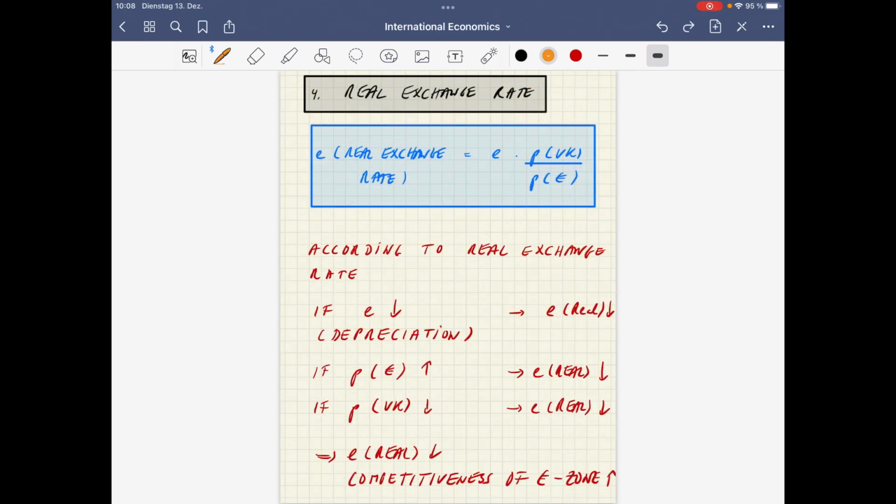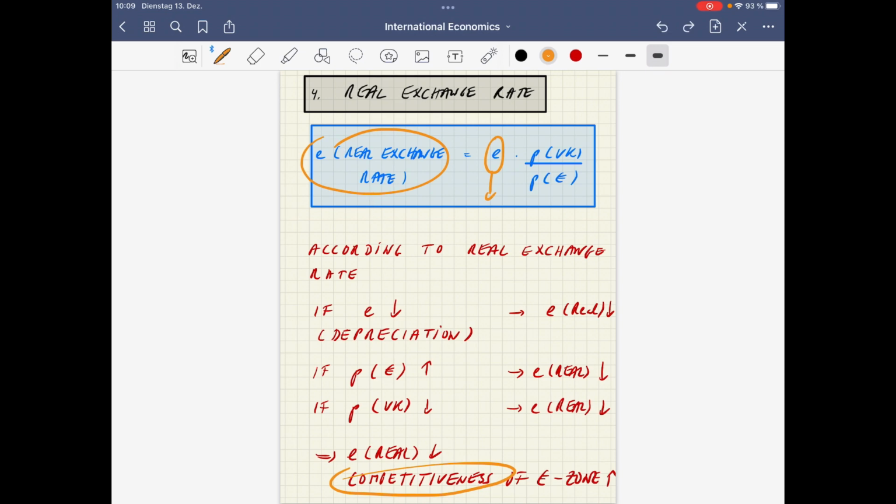The real exchange rate measures competitiveness of an economy. Let's take the British economy. So there are three channels to get the British economy more competitive. First, the British pound depreciates, the exchange rate goes down, meaning that the real exchange rate also goes down, and that means that the British economy gets more competitive because its products get cheaper for foreigners.